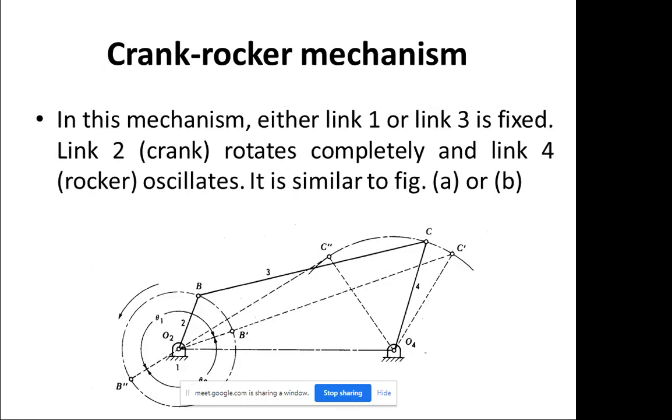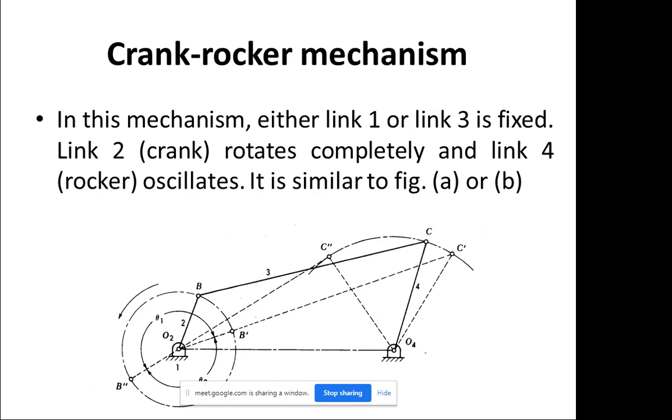So we take the first type, the crank rocker mechanism. In the crank rocker mechanism, what will happen? Either link 1 or link 3 is fixed, and link 2 is made to rotate completely, and then link 4 is going to oscillate. You can see the figure.